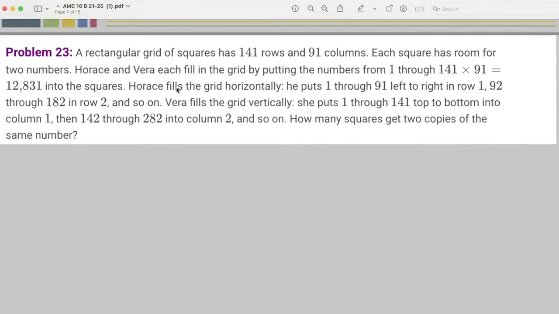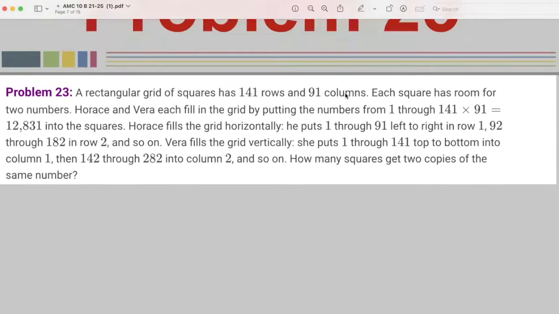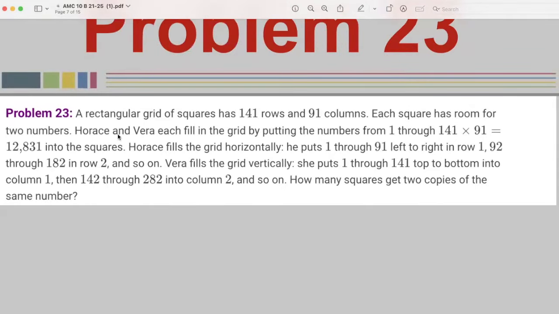Horace and Vera each fill in the grid by putting the numbers from 1 through 141 times 91 into the squares. Horace fills the grid horizontally: he puts 1 through 91 left to right in row 1, 92 through 182 in row 2, and so on. Vera fills the grid vertically: she puts 1 through 141 top to bottom in column 1, then 142 through 282 in column 2, and so on. How many squares get 2 copies of the same number?